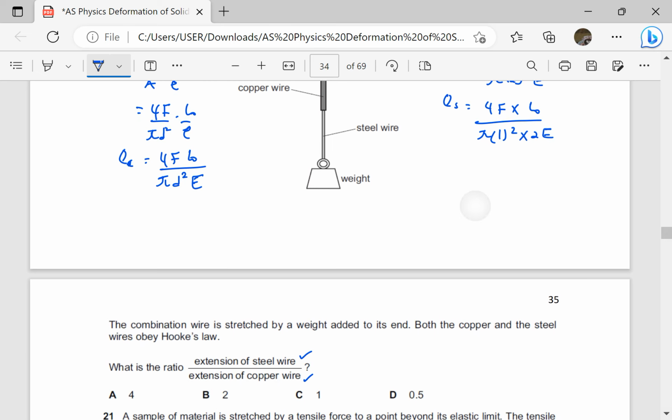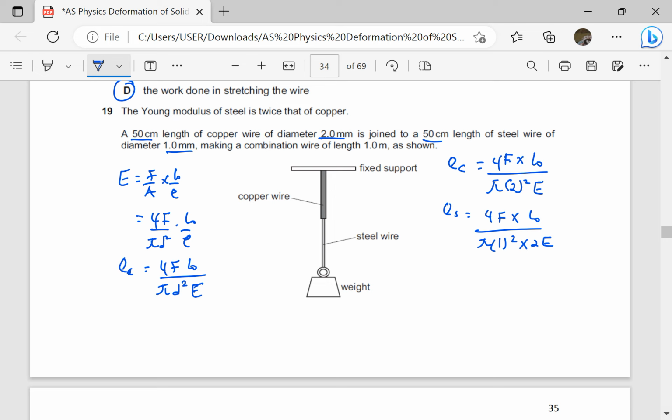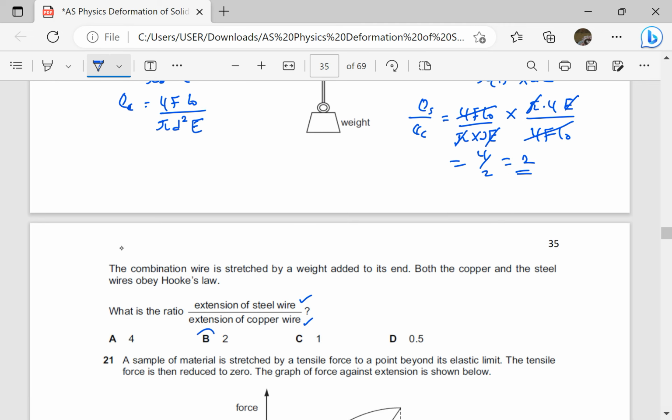So we want ratio steel over copper, so I'm dividing the two equations. Ratio extension of steel over extension of copper is going to be, when I divide, I will get the reciprocal. So I'll say 4F L naught over pi, the one is useless, even if I square, times 2E. Then I get the reciprocal, which will be pi times 4E divided by 4F L naught. So the denominator here has cancelled with that one. Pi has cancelled, E has cancelled. So this is 4/2, which is going to be 2. So the ratio is going to be 2. So the answer is going to be B.